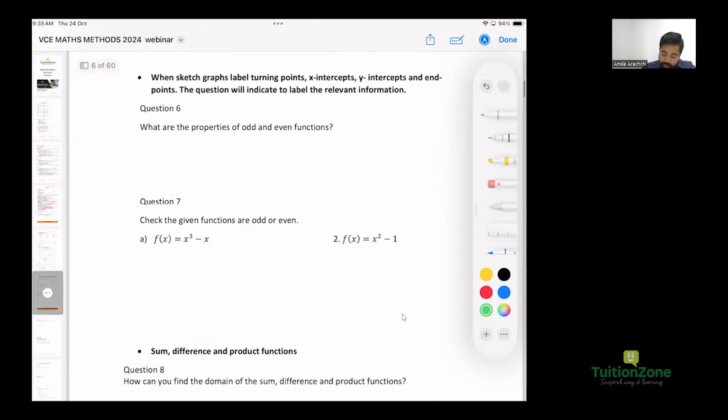All right, a bit of theory, and these are needed for exam one as well. We haven't seen many questions on odd and even functions lately. They're part of the study design, but they're not asking questions recently, but they can ask anytime. What do you think? What are the properties of the odd and even functions?